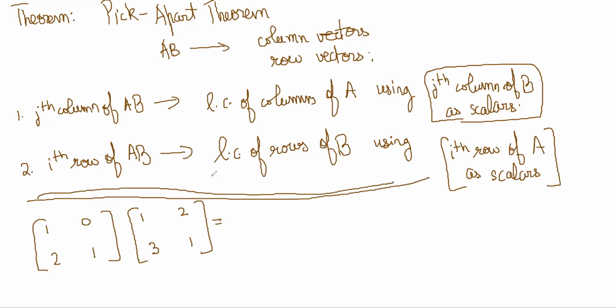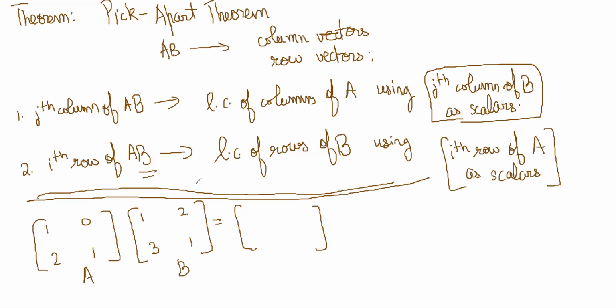So we are going to fix up the rows of AB. So ith row of AB, first row of AB. Okay, that is a row vector. That vector will be a linear combination of rows of B. This is A, this is B, right? Linear combination of rows of B using ith row of A as scalars.